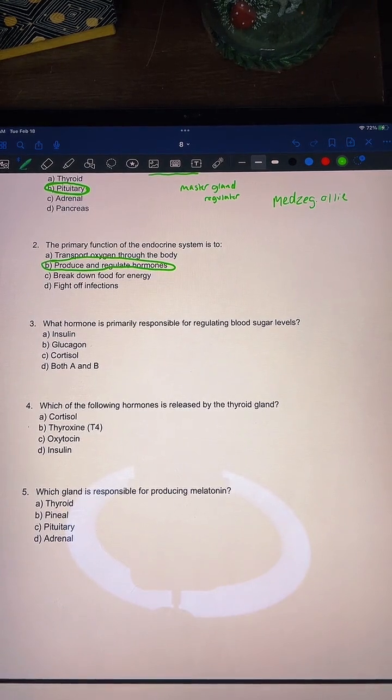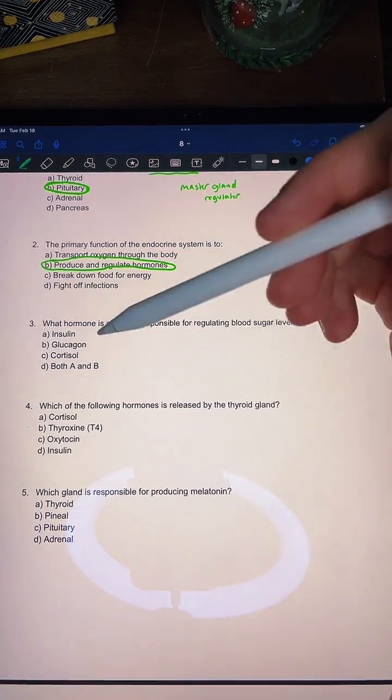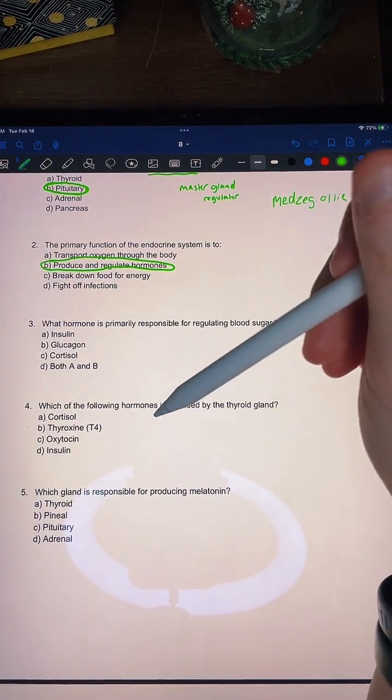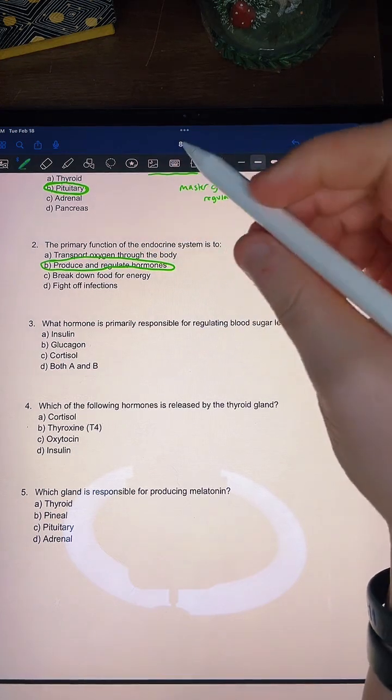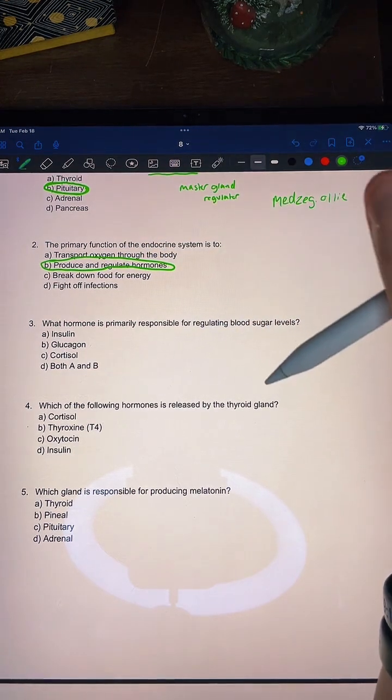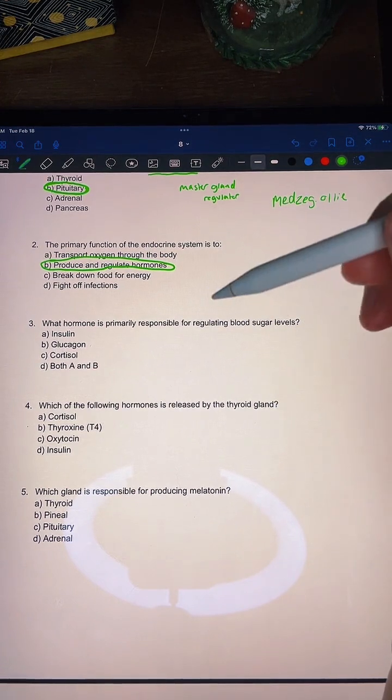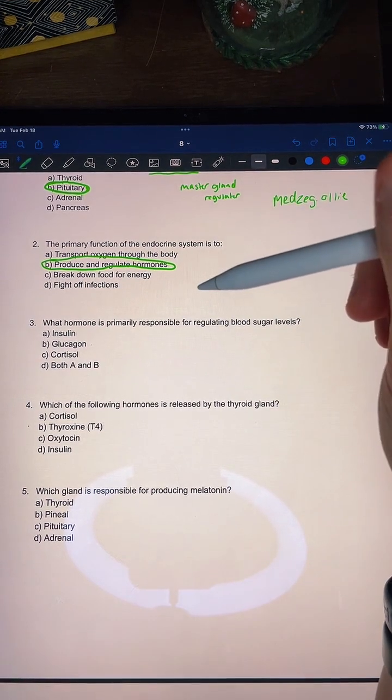Which hormone is primarily responsible for regulating blood sugar levels? We're on number 3 now. You have insulin, glucagon, cortisol, or D, both A and B. This is going to be what's regulating blood sugar levels. I'll give you guys a couple more seconds.